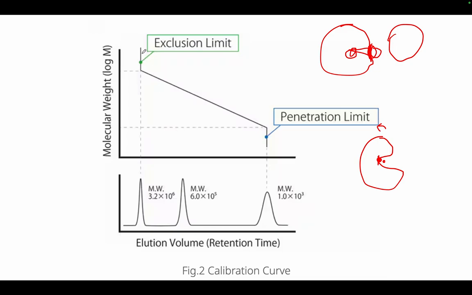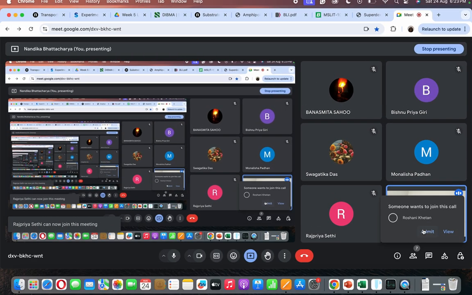And here they're saying the exclusion limit is 3.2 times 10 raised to 6, which is basically 320 kilodaltons. Everything which is bigger than 320 kilodaltons will come together in this peak. We cannot separate them if they're bigger than that. So any protein which has a size between these two limits can be separated by the column. For example, this is a protein of intermediate size which can be separated well in this column.